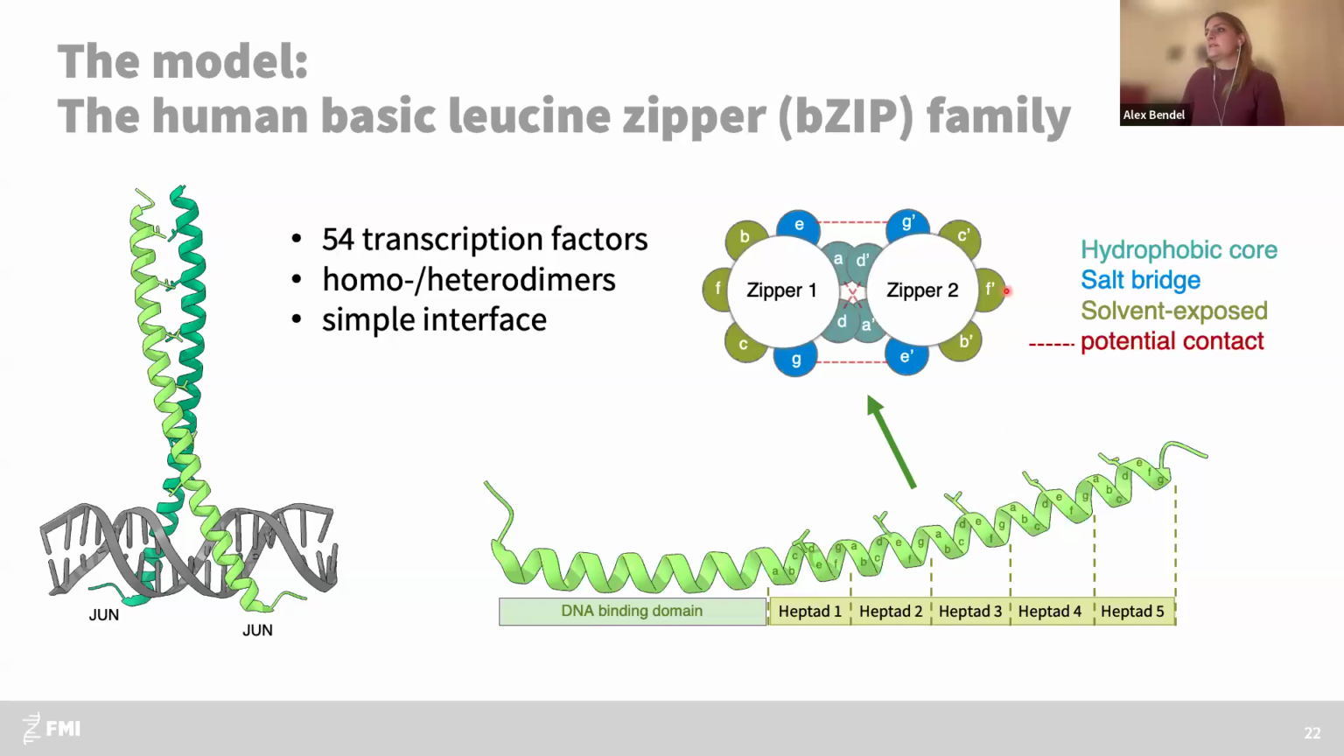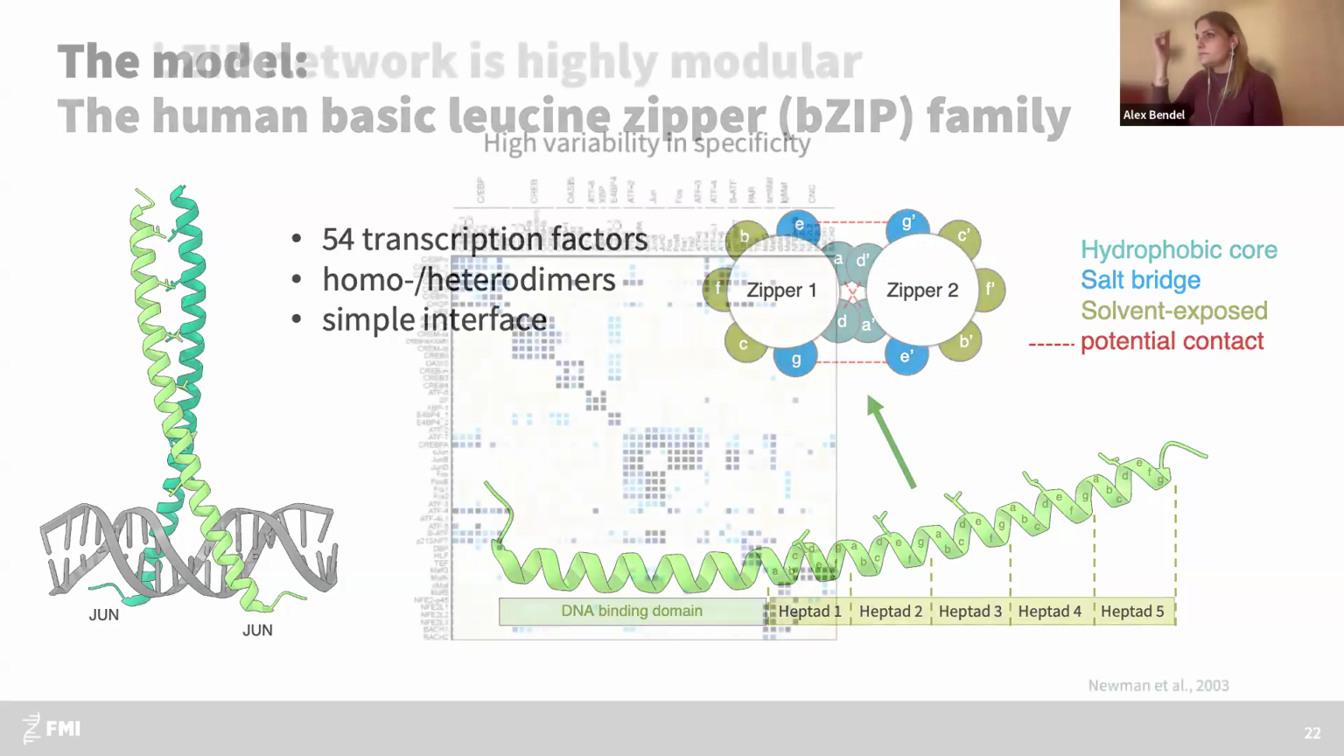And these 7 amino acids always take the same position relative to the opposite molecule in one of these dimers. A and D form a hydrophobic core, E and G form salt bridges to stabilize the dimer, and B, C, and F are solvent exposed and often polar.